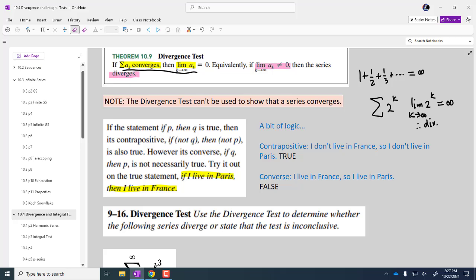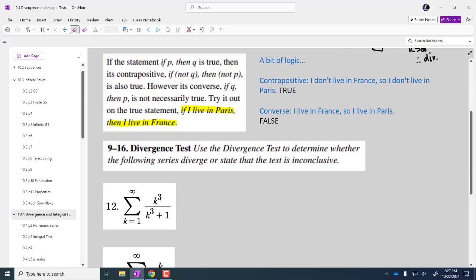That's a contrapositive. It's negating both of these. So I don't live in France, therefore I can't live in Paris. Not the Paris, the other Parises. The converse: I live in France, so I live in Paris. Obviously that's false. You can live anywhere except Paris, and you still live in France. So those are the two ideas, converse and contrapositive, that come up with this type of topic. Any questions on those two words, converse, contrapositive?